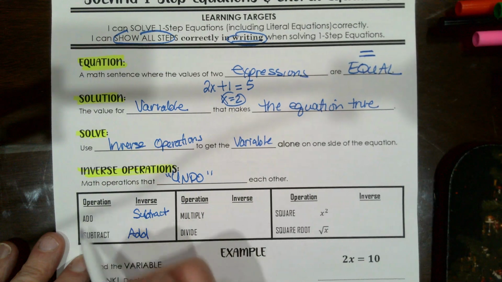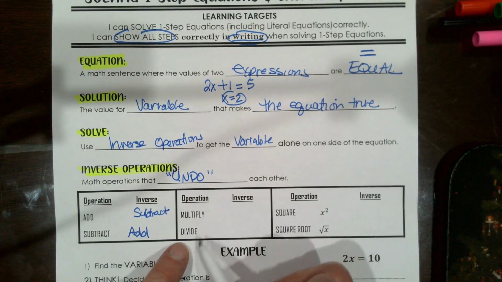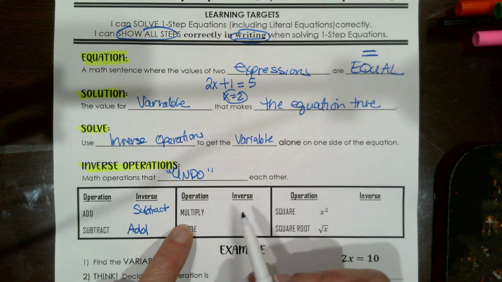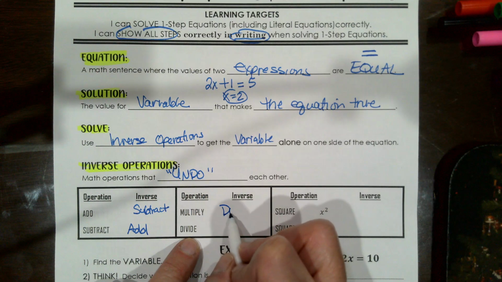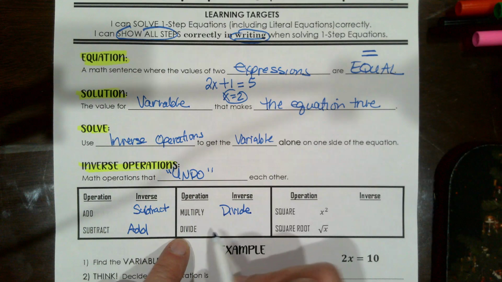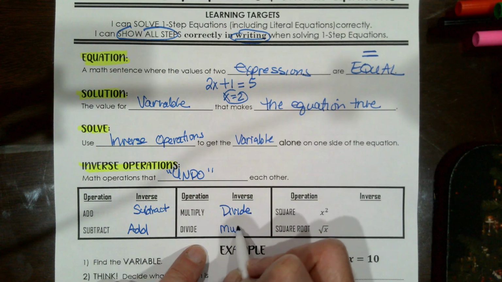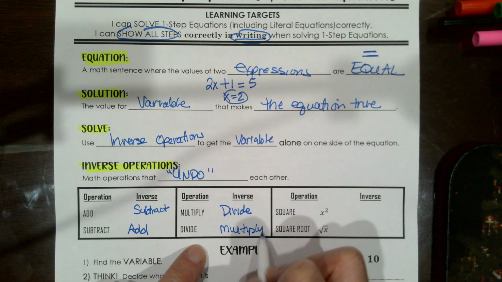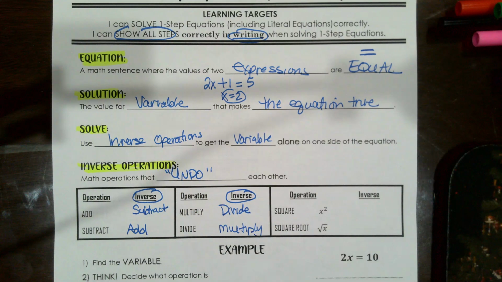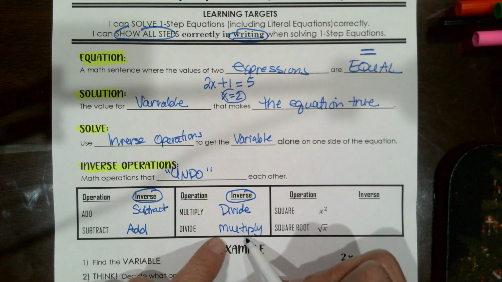All right, so addition and subtraction go together. Multiplication and division go together. If we say multiply, the inverse of that is divide. If I say divide, the inverse of that is multiply. And I want to stress that we're talking about inverse. It's not opposite. Opposite is when numbers are different signs, like +2 and -2. Inverse means we're going to undo the operation.